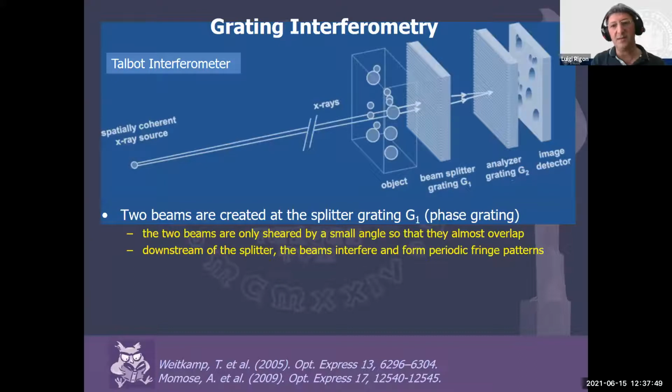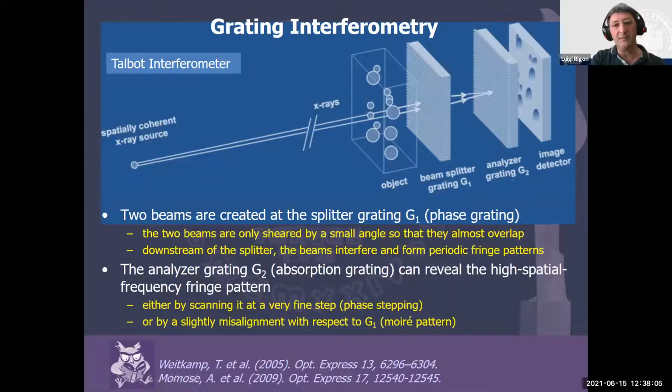So in order to detect it directly, you would need a very high resolution detector, but you can analyze it with another grating, a second grating that you put just in front of the detector. We call this the analyzer grating. This is an absorbing grating that can reveal this high spatial frequency fringe pattern.